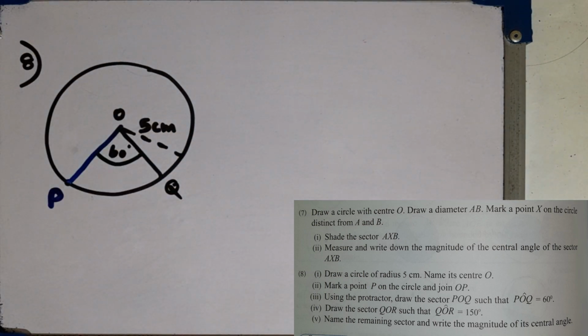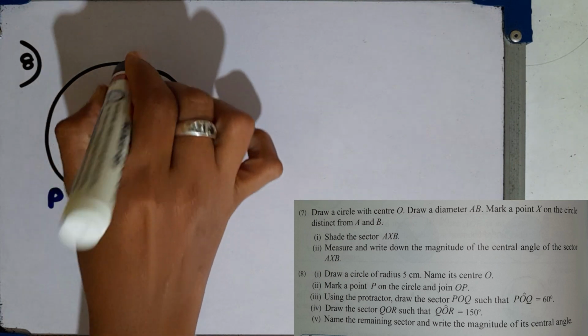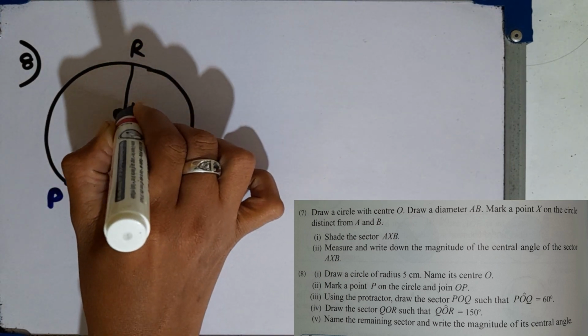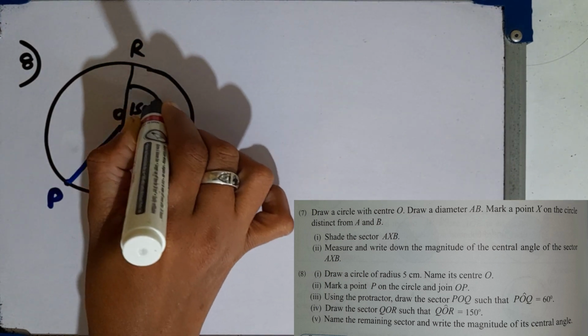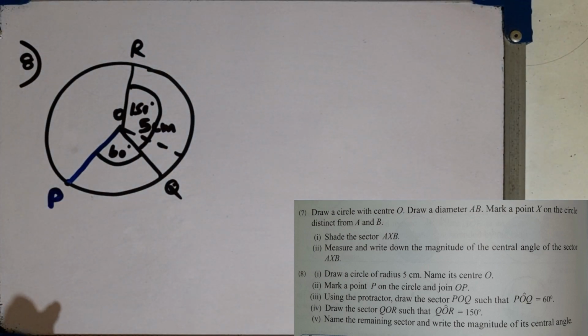Then draw a sector QOR. QOR equals 150 degrees. QOR should be 150 degrees. I can take R here. This should be 150. The magnitude of this angle is 150.